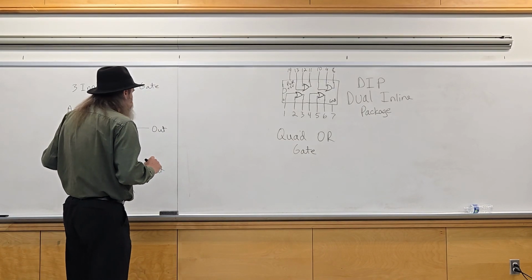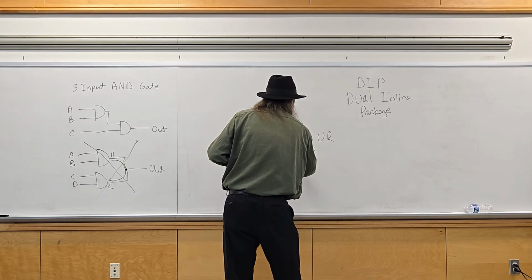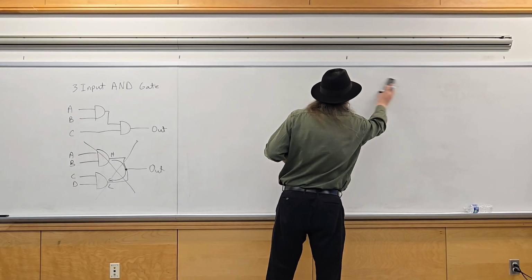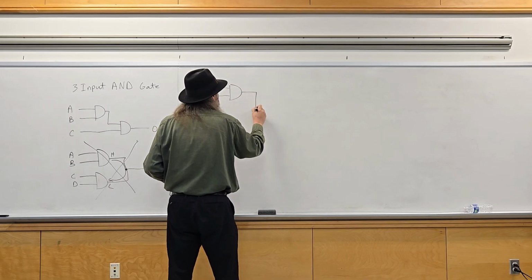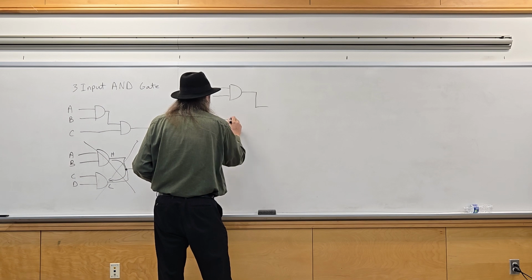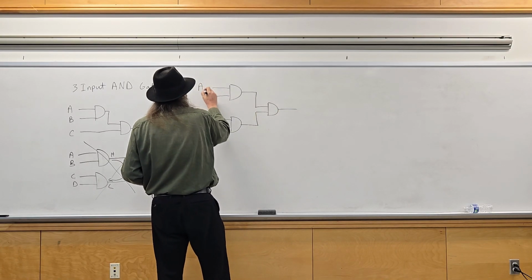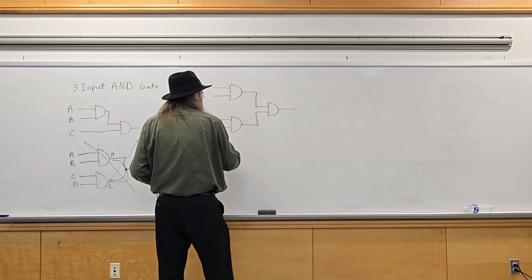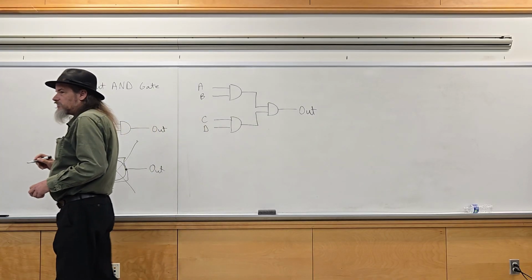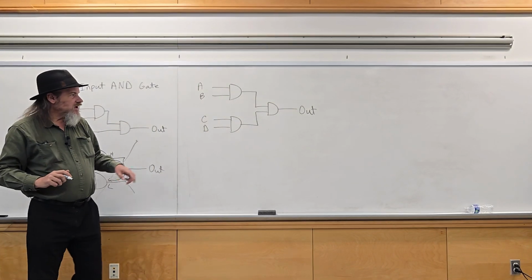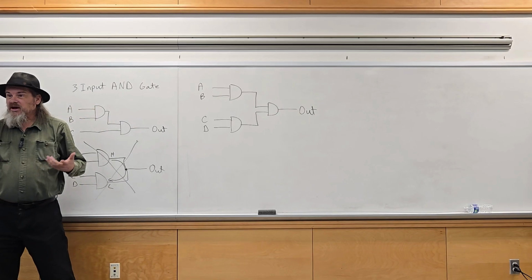To do a 4-input AND gate, you would have the outputs of the two input AND gates go into an output AND gate to bring the inputs together.